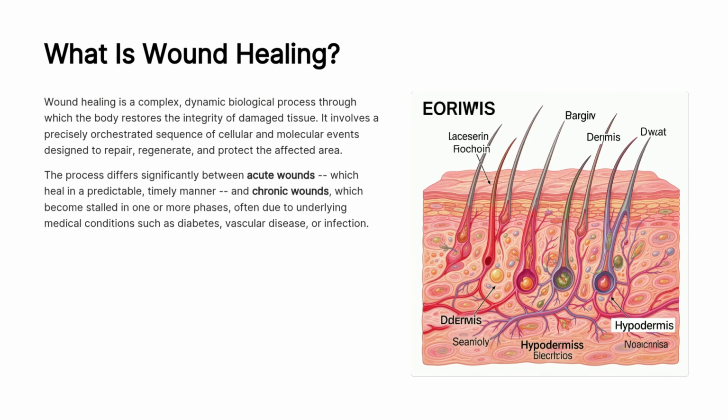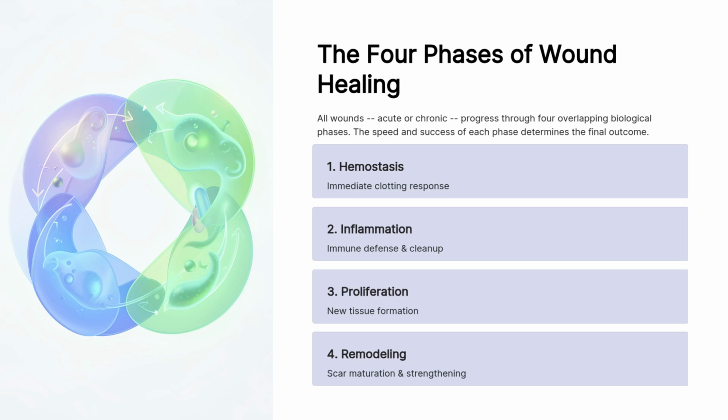It involves a sequence of cellular and molecular events aimed at repair and protection. Acute wounds heal predictably, while chronic wounds may stall due to conditions like diabetes or infection. Wound healing involves 4 overlapping phases: hemostasis, inflammation, proliferation, and remodeling. Each phase is crucial for successful recovery.